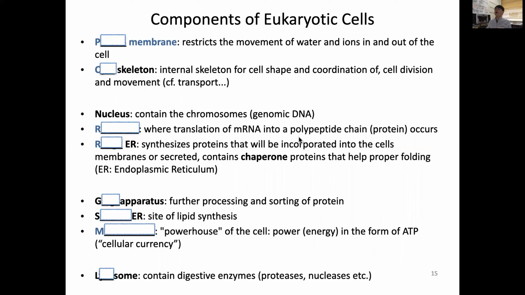Now let's go through a little quick about components of eukaryotic cells. So the cell is sealed with a membrane, and that membrane is very special. It restricts the movement of water or ions in and out of the cell, so it doesn't pass these molecules through very freely. So it divides the inside of the cell, the cytoplasm. It's called the plasma membrane or cell membrane.